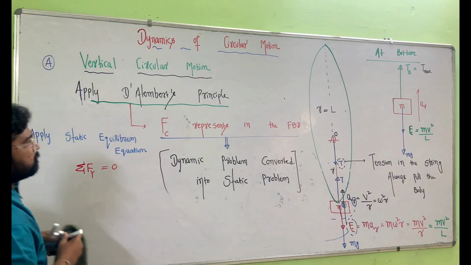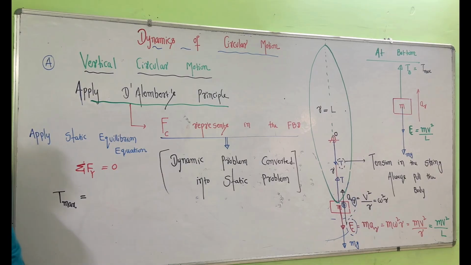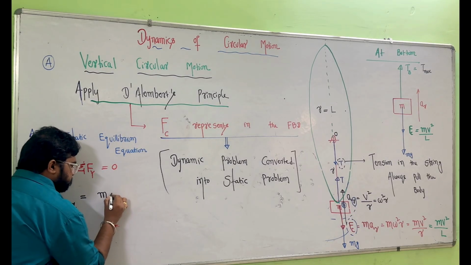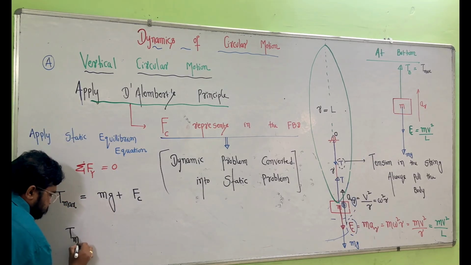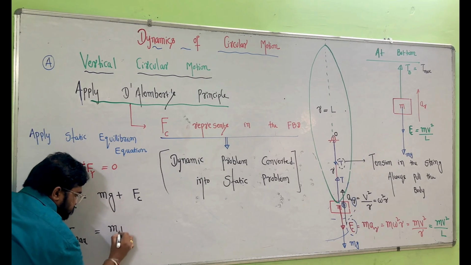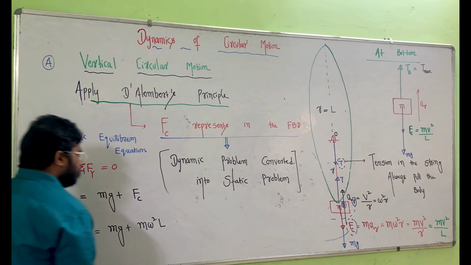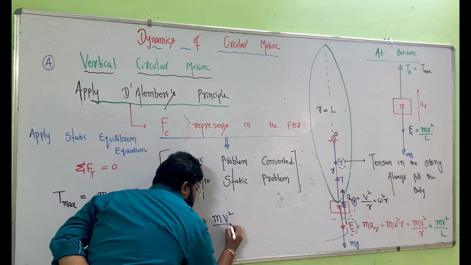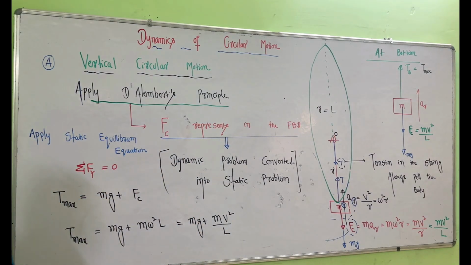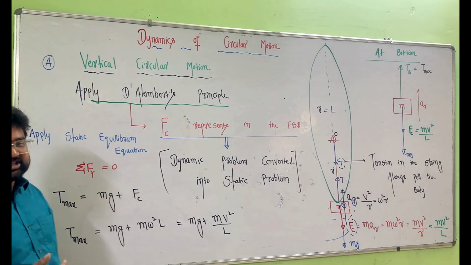Then what will you get? The sum of the upward forces equals how much? T maximum equals mg plus Fc. So we can write T maximum equals mg plus m omega square L, or else you can write mg plus mv square by L. Here R equals L. R is the radius of the circular motion of the point mass, and L is the length of the string.